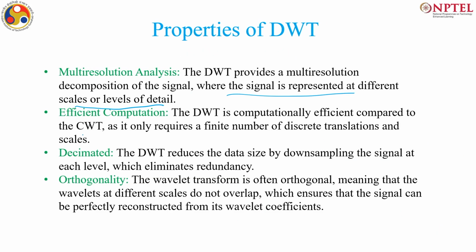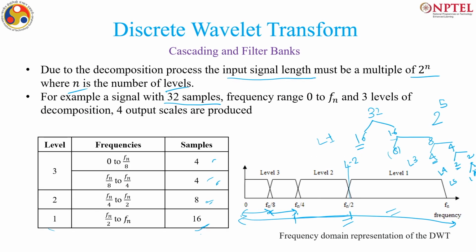This is computationally more efficient than CWT, naturally, because in CWT you are allowed to choose any A and B, but here in DWT we are carefully selecting our A and B. Also, the decimation: since the frequency or bandwidth is reduced to half, we are downsampling the signal in the time domain, so that at each stage we get half the number of samples, like 32 got reduced to 16 and 16, 16 got reduced to 8 and 8, and so on.